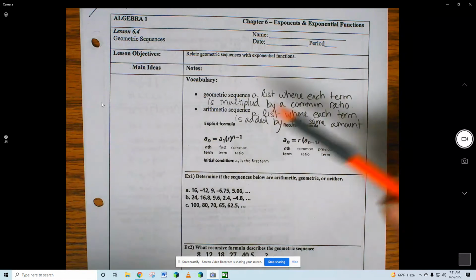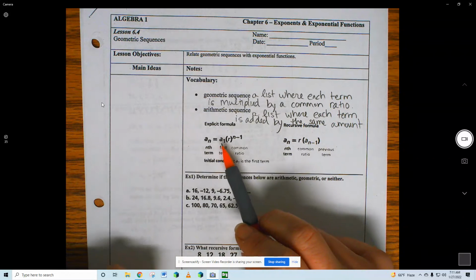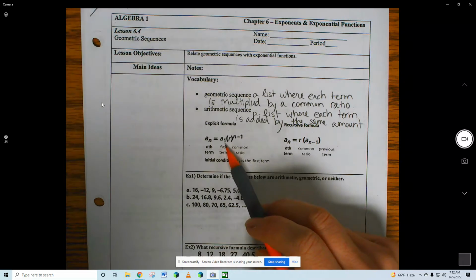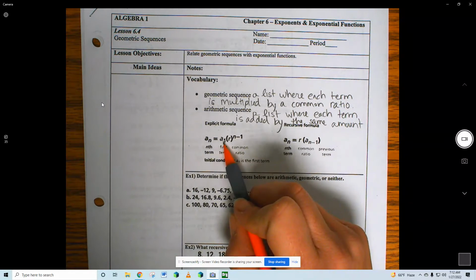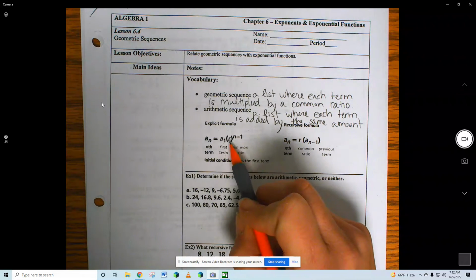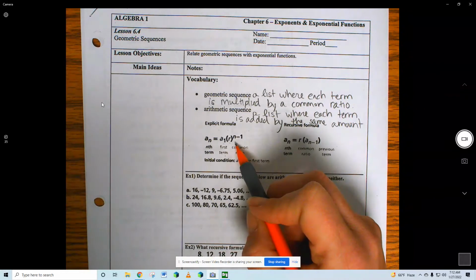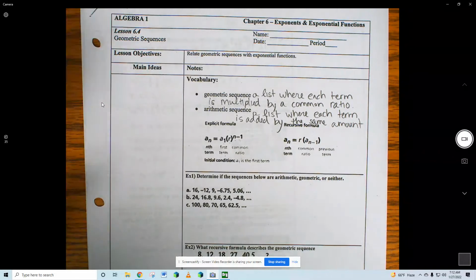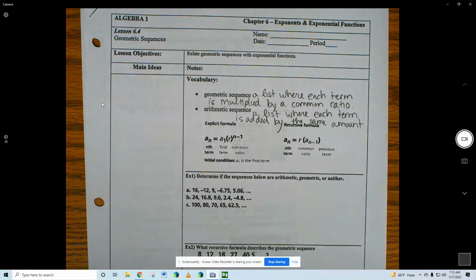Formulas. This explicit formula is very similar to the formula that we have been using in 6.3 and 6.2. The first number, we called it the y-intercept, times the common ratio, raised to the power of n minus 1. N minus 1 means the number before it. So whatever the number was before it, we multiply by 3. So if I have a list, and let's multiply by 3. 4, 12, 36. I'm multiplying by 3, right?